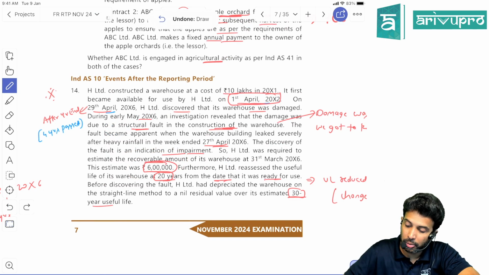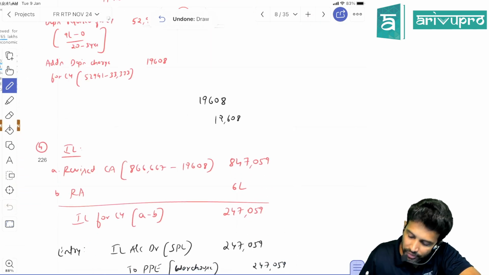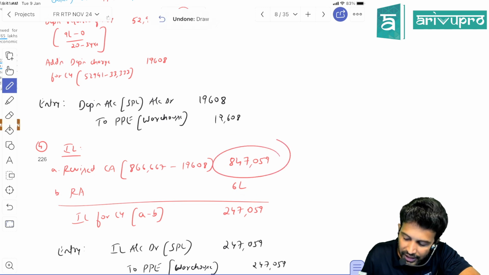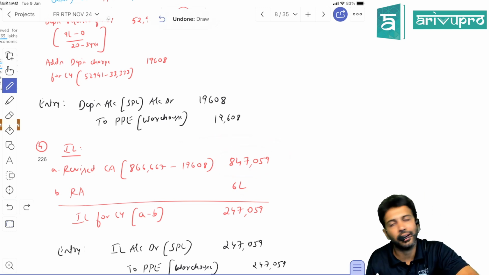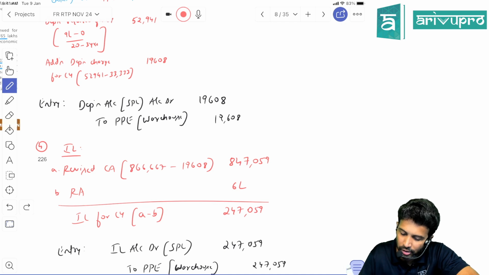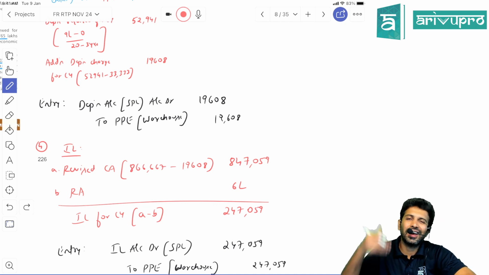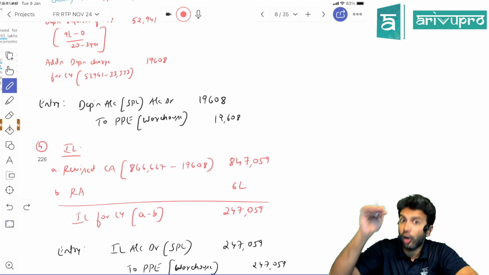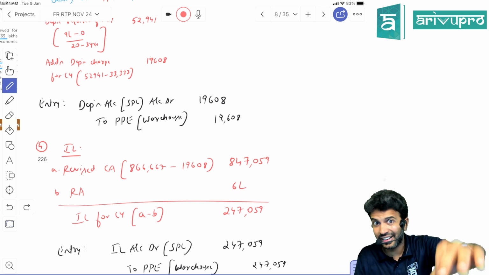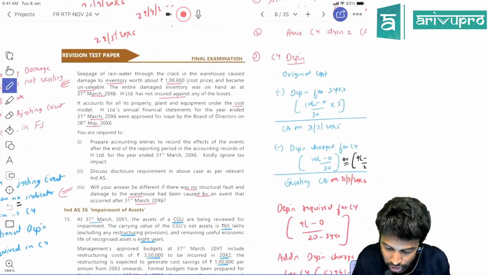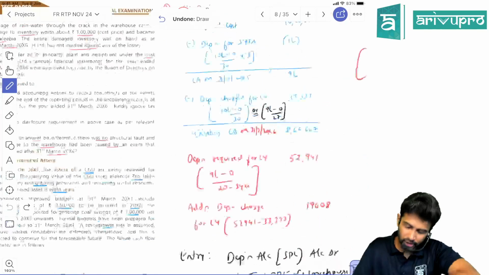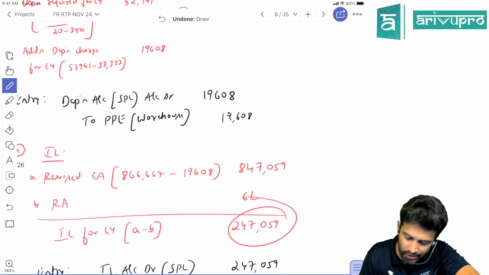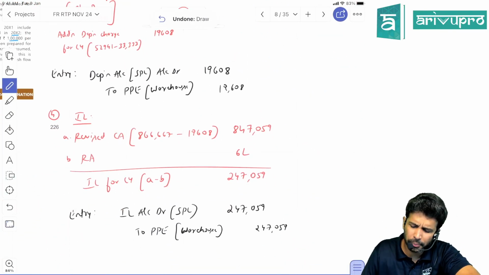The recoverable amount, rather, not carrying amount. Recoverable amount is given to be 6 lakh rupees. Carrying amount is 847. Recoverable amount is 6 lakh. So is carrying amount greater than recoverable amount? Yes, carrying amount is greater than recoverable amount, which means impairment loss arises in the current year. All these are adjusting events. So will it come in the current year ended 31st March 2006? Very much yes. So how much is the impairment loss? 247,059.